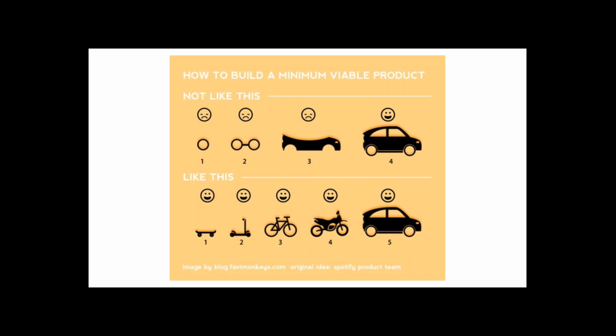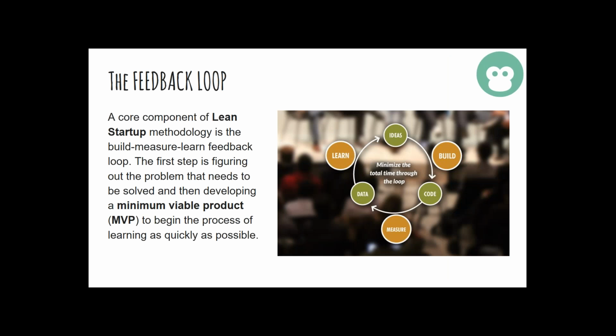So here, this graphic really displays that you're doing iterations of an entire product, and so that's quite a good thing. And then here we've got the key concept. So the core component of Lean Startup, which is Eric Ries's methodology, is this build, measure, learn feedback loop, and I found this graphic again.